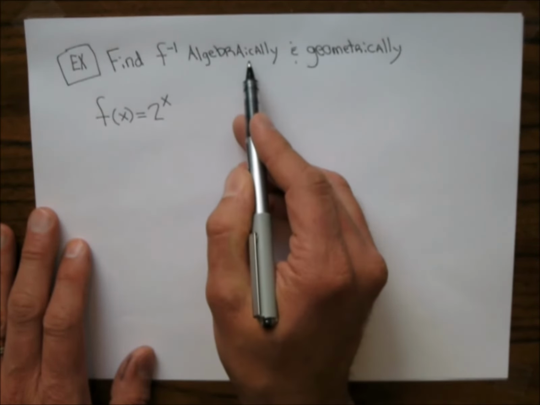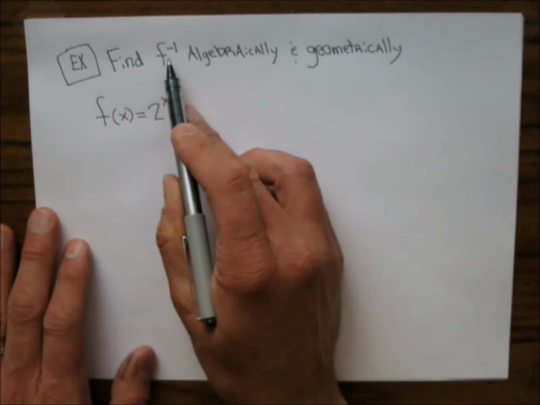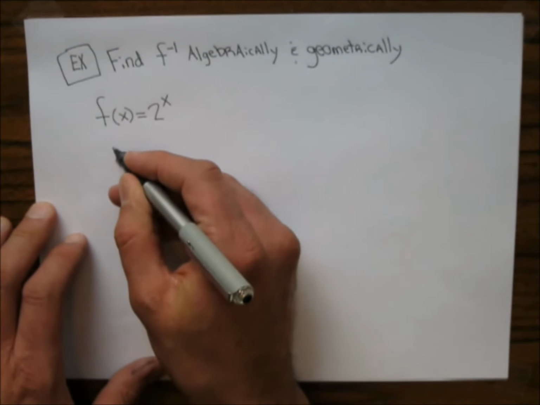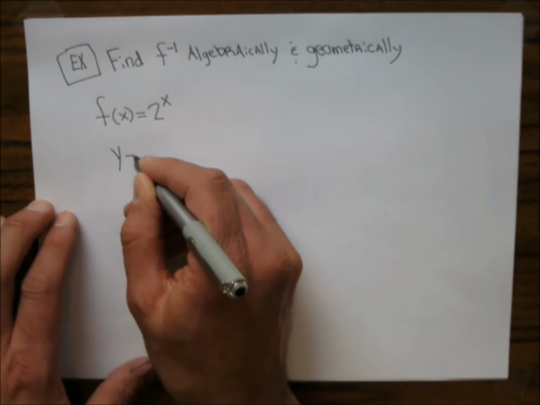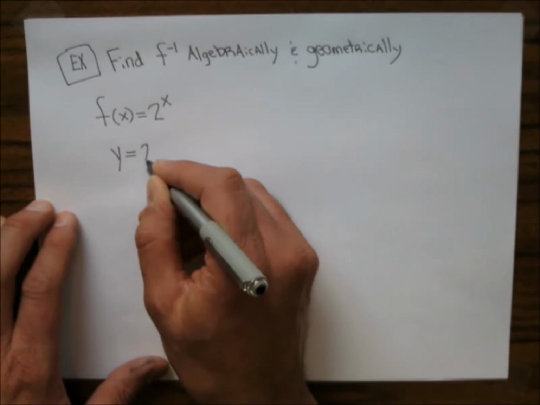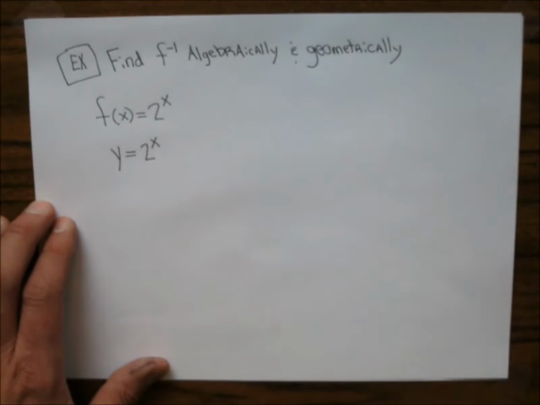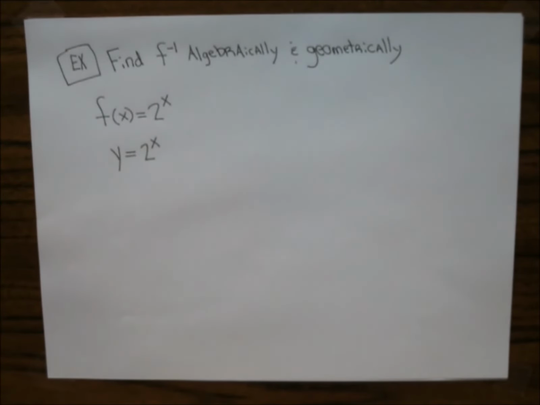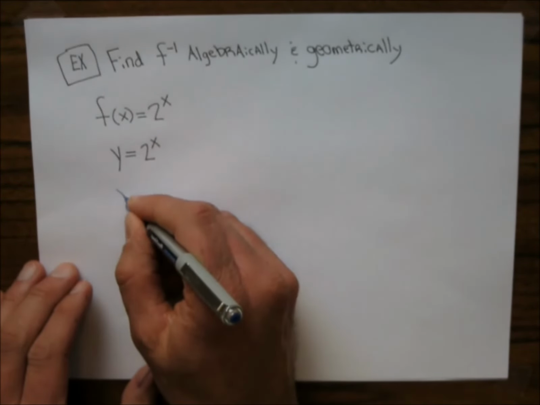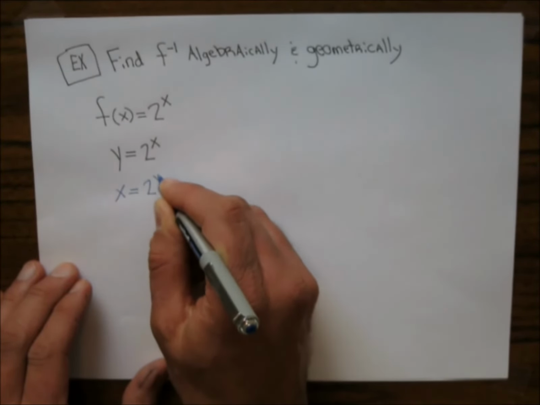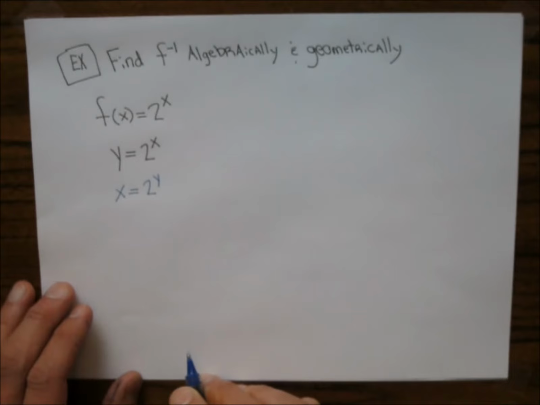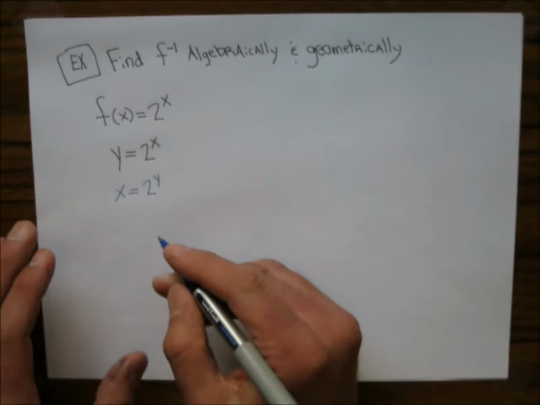I'm going to go with the algebraically first. So how do I find f inverse algebraically? Well, change f of x to y. That was a 4-step program. Then I'm going to switch my x and y. And then step 3, solve for y. Well, it's hard to solve for y, but we can.